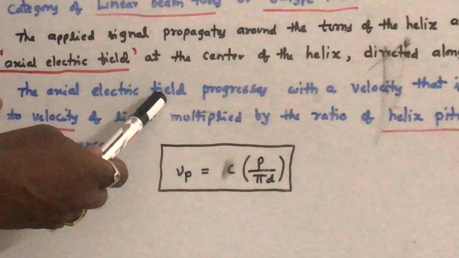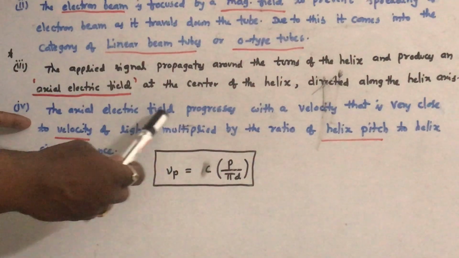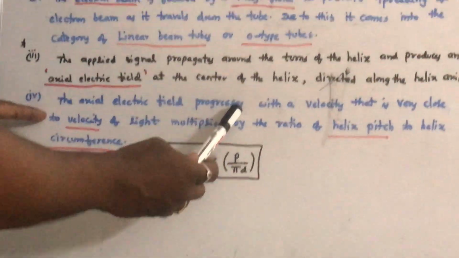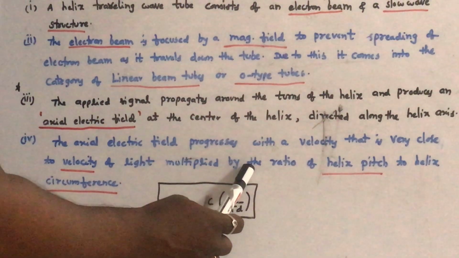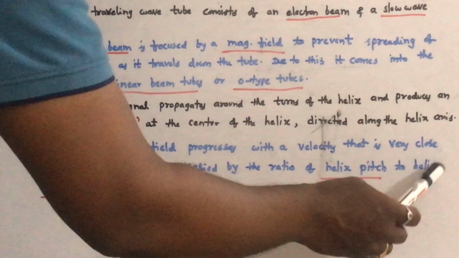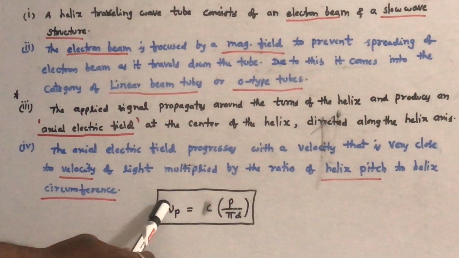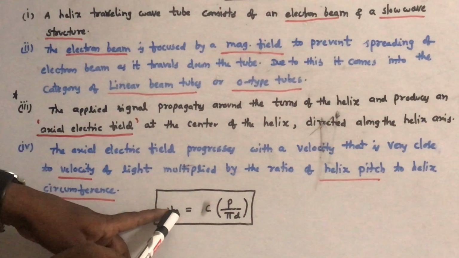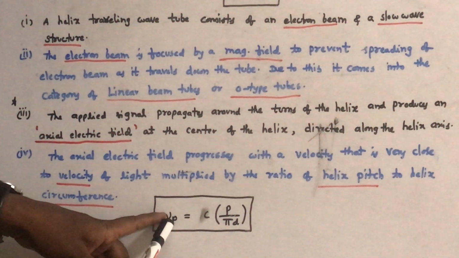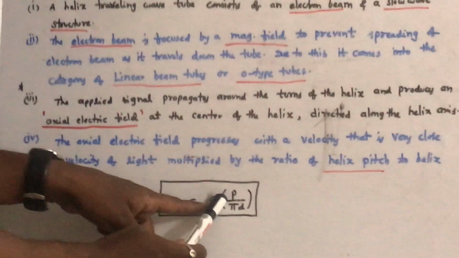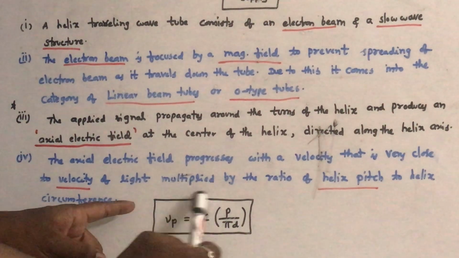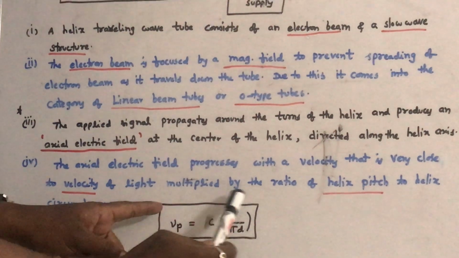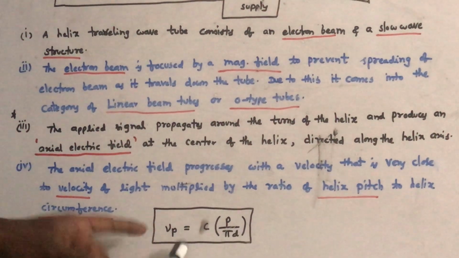The axial electric field, which is created because of the RF input, propagates with a velocity that is very close to the velocity of light multiplied by the ratio of helix pitch to helix circumference. This is the formula we have given in slow wave structures. What is the phase velocity of the axial electric field here? The phase velocity of the axial electric field is c, the velocity of light, times the ratio of the pitch of the helix, p, to the circumference. As you know, pitch is nothing but the distance between two turns. Pi d is nothing but the circumference of the helix. So this is a very important formula, c p by pi d, which we use to solve problems.